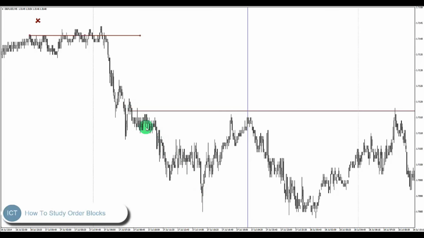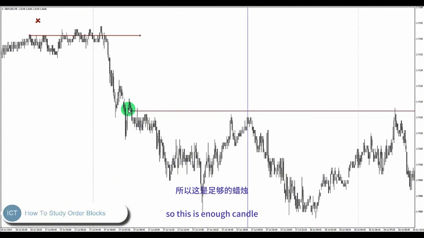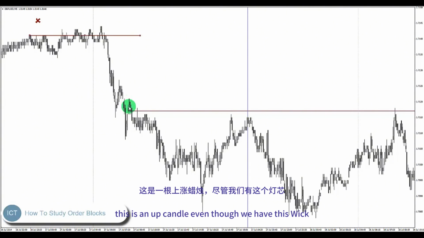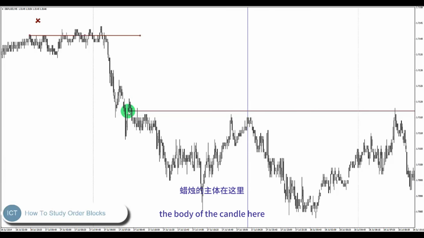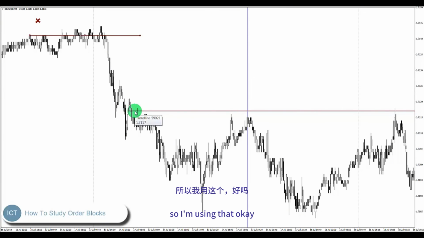We have a bullish candle prior to the move lower. Now the reason why I'm using this level here is because it's also the bottom of the body of this candle. So this is an up candle, and this is an up candle. Even though we have this wick, the body of the candle here, or the opening of that candle, is essentially that same level. So I'm using that.